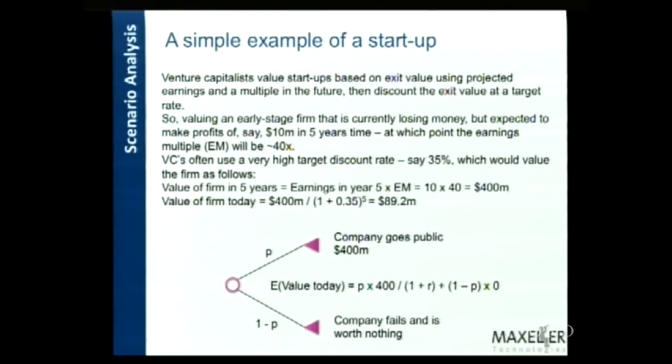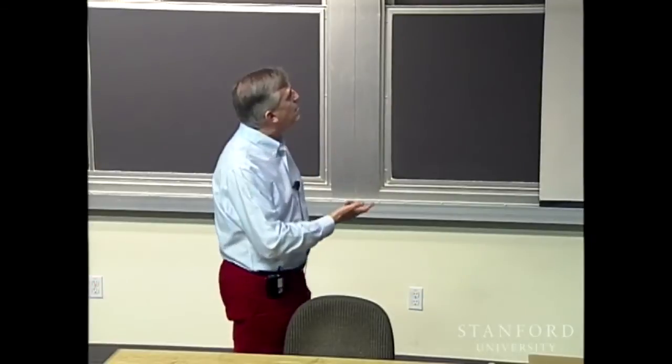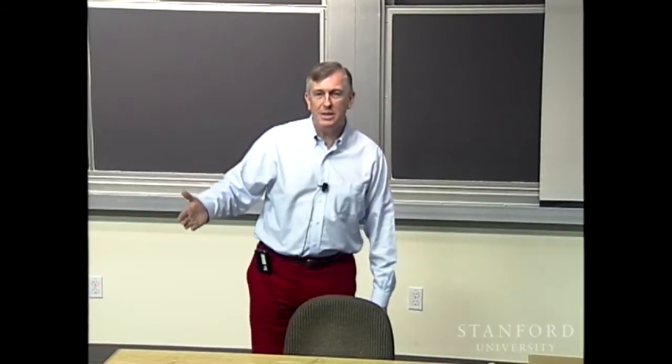Nice round numbers. At which point the earnings multiple will probably be in line for the industry. Let's say it's a tech company, around about 40x. So VCs often use a very high target discount rate, say 35%, which would value the firm roughly at about 89.2 million today. So we've got two possibilities. The company goes public at 400 million, everyone goes home and is happy, or the company fails and is worth nothing. You'd be surprised at the number of situations that they don't look at in between there. They say, oh, well, let's just flex the discount rate from 35 to 50 and down to 20.